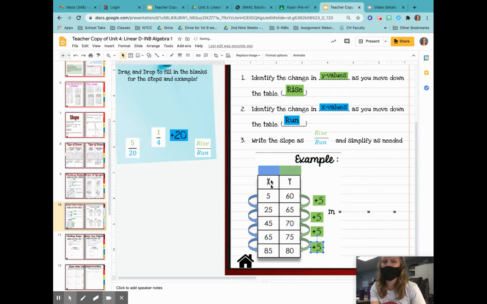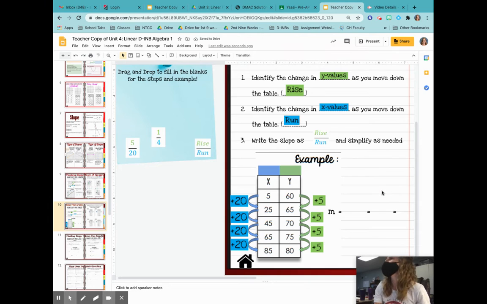Okay, let's look at our x's. Change in our x values. Going from 5 to 25, plus 20. From 25 to 45, plus 20. Going from 45 to 65, plus 20. And then going from 65 to 85, 20. Sometimes they'll be the exact same, like this, going up by 5s on all the y's and going up by 20s on all the x's, but sometimes they'll be different.